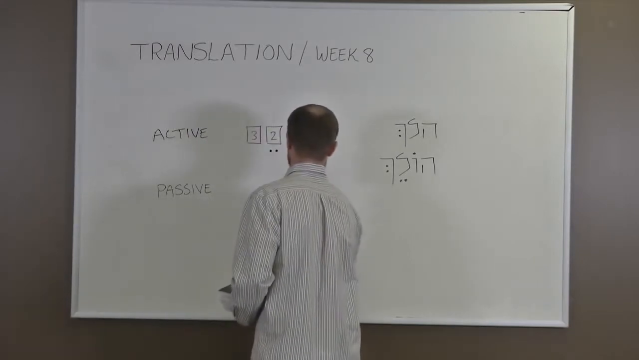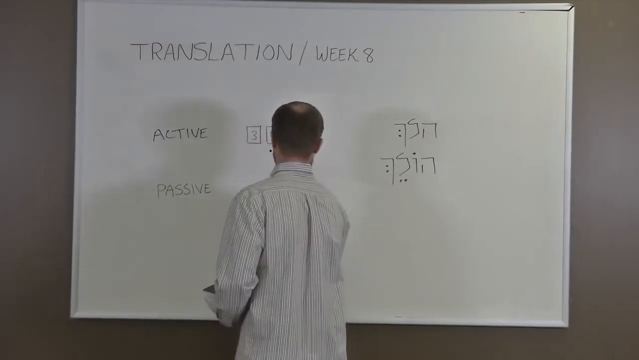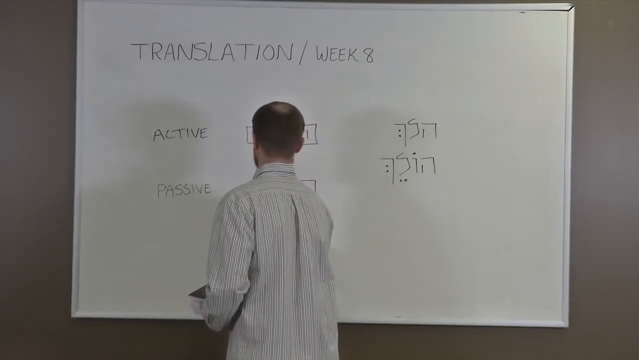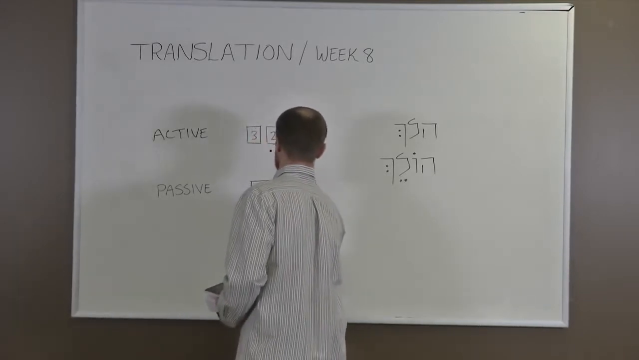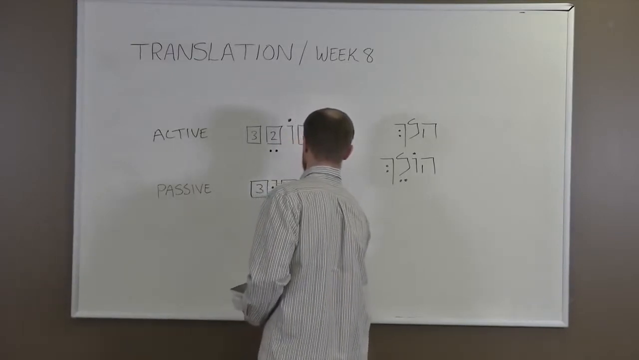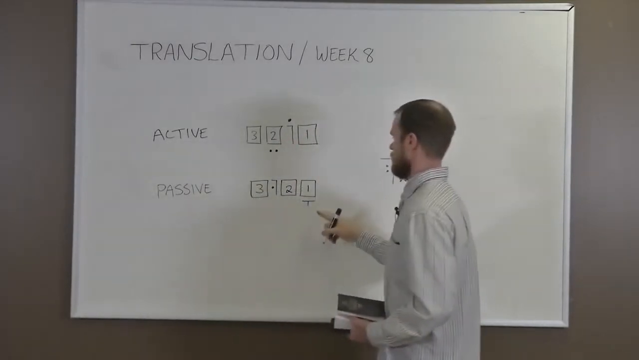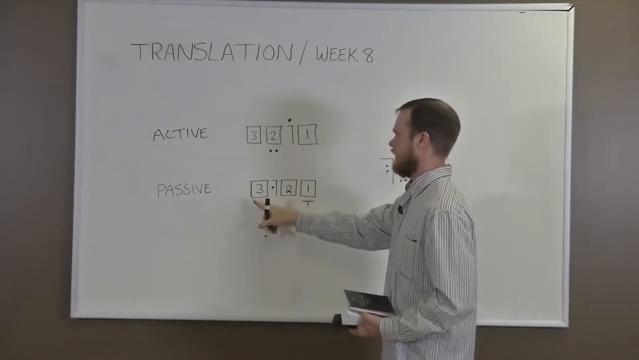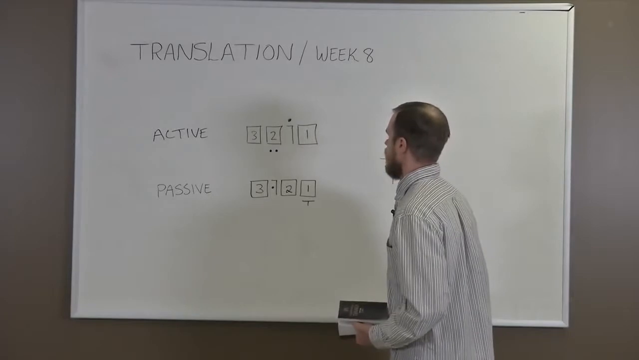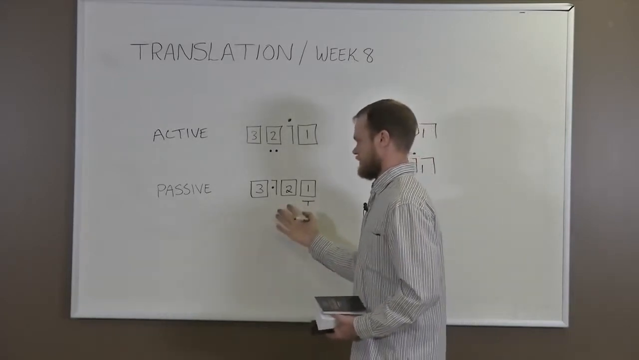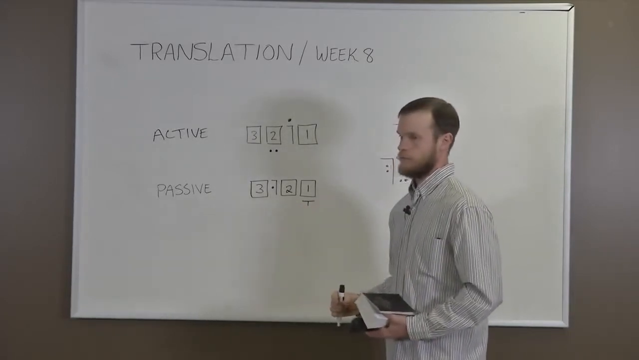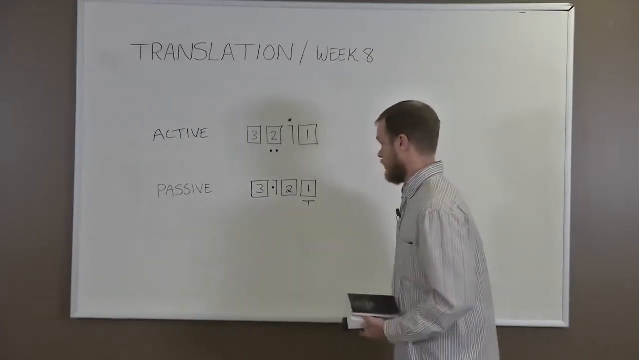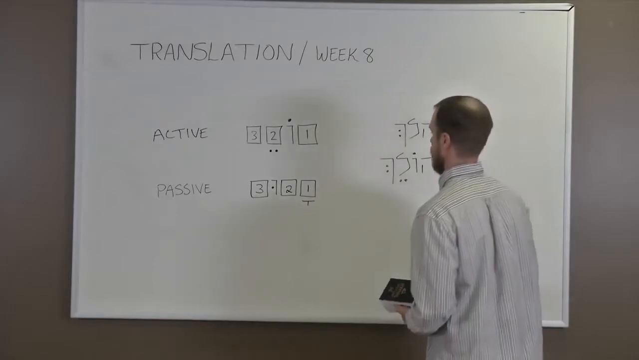pattern on that is this. First radical, kamatz. Second radical, vav with shuruk, and then third radical. So this is in the present tense, but it's the passive voice, so the subject of the sentence is having this done to them, rather than doing it.